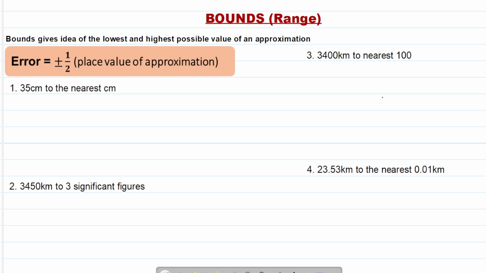Take for instance, suppose we have 35 centimeter to the nearest centimeter. What will be the lower bound and the upper bound for this measurement? To find the lower bound, the first thing we do is to calculate the possible error in the measurement, plus or minus half of the place value. The approximation here says to the nearest centimeter. To the nearest centimeter means 1 centimeter. Therefore, our error is going to be plus or minus half of 1, because nearest centimeter means 1 centimeter. Therefore, the possible error here is going to be plus or minus 0.5.